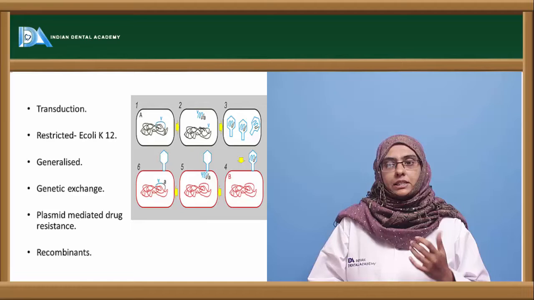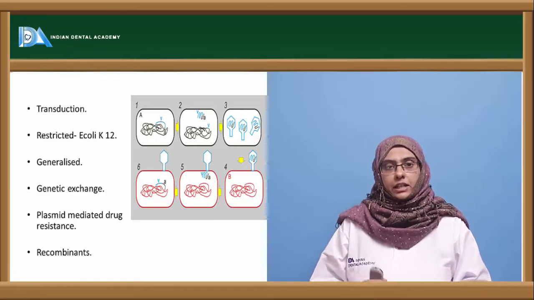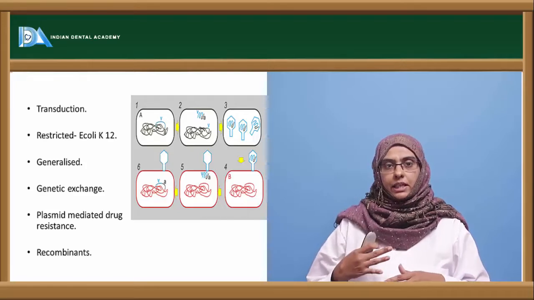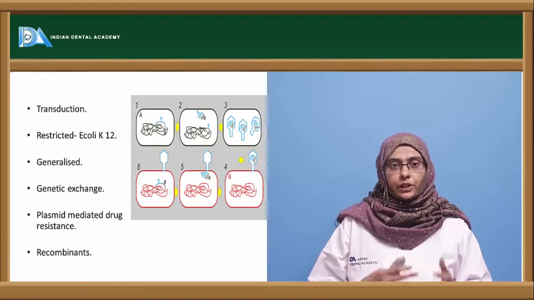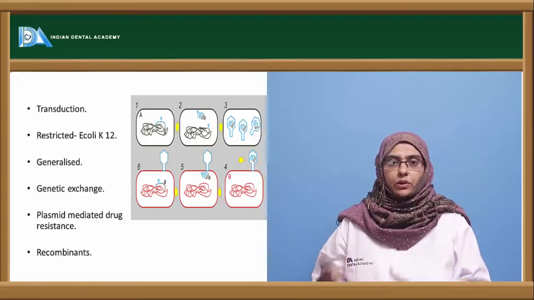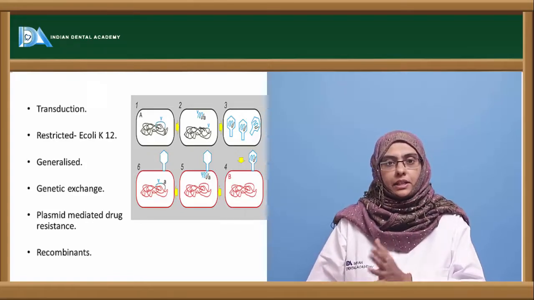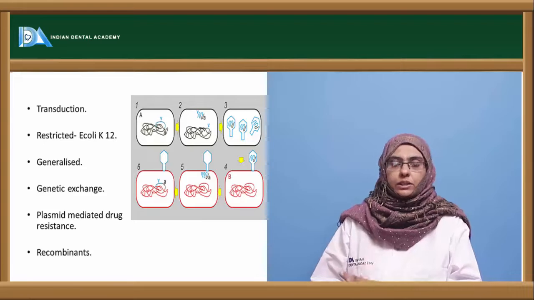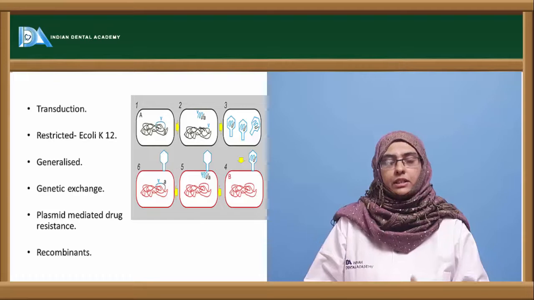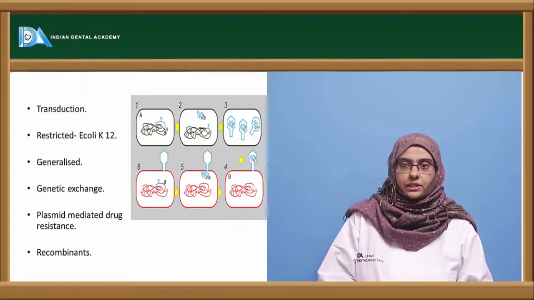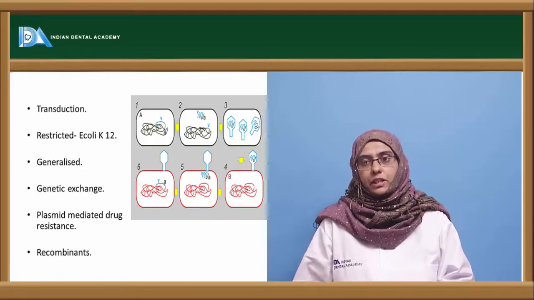Whereas generalized transduction is seen during the lytic cycle, because as soon as the viral DNA enters, it causes the lysis of the host DNA. So during maturation, it so happens that some of the host DNA can get accommodated in the head and can transfer the information to the other host cell. Because there is no specific gene that gets integrated into the head, it is called generalized transduction. And this phenomenon is a genetic exchange that helps in the production of recombinants.